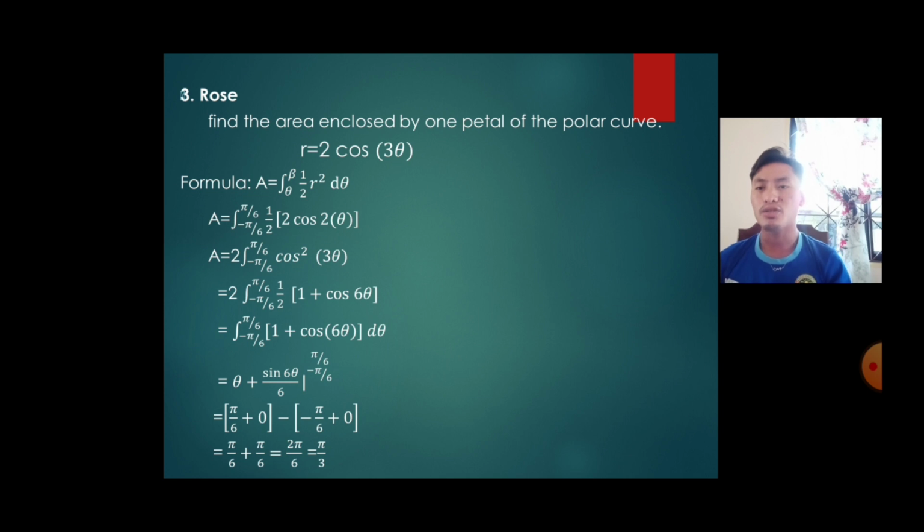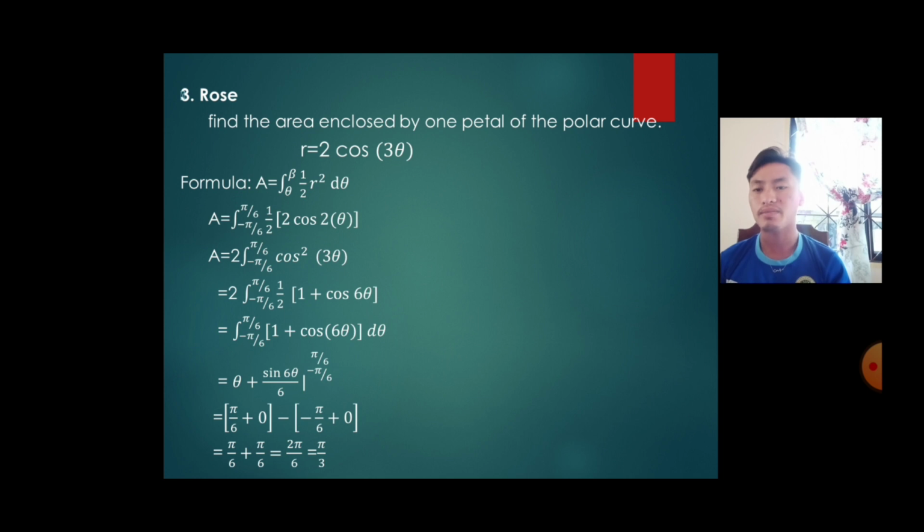So another example, find the area enclosed by one petal of the polar curve r is equal to 2 cos 3 theta. So formula, A is equal to the integral from alpha to beta of 1/2 r squared d theta. A is equal to the integral from negative pi over 6 to pi over 6 of 1/2 times the quantity 2 cos 3 theta squared.